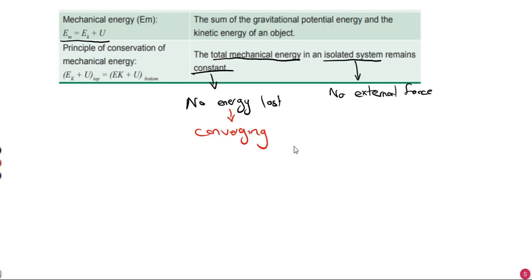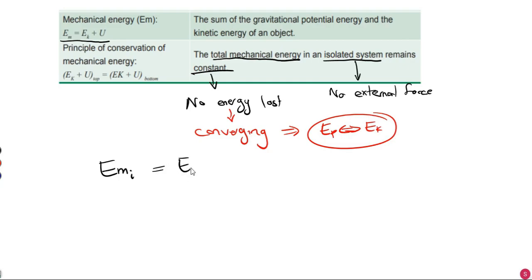And we are converting from what to what? We are converting either from gravitational potential energy to kinetic energy, or the other way around, but it exists between these two. Hence, the principle itself says that the mechanical energy at the initial point is equal to the mechanical energy at the final point. But what's the mechanical energy? It's the sum of the kinetic energy and the gravitational potential energy.